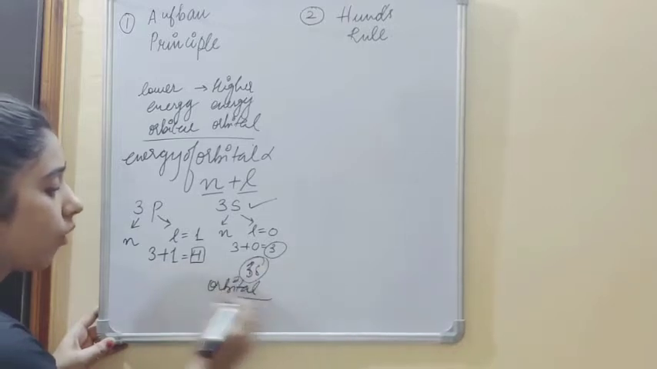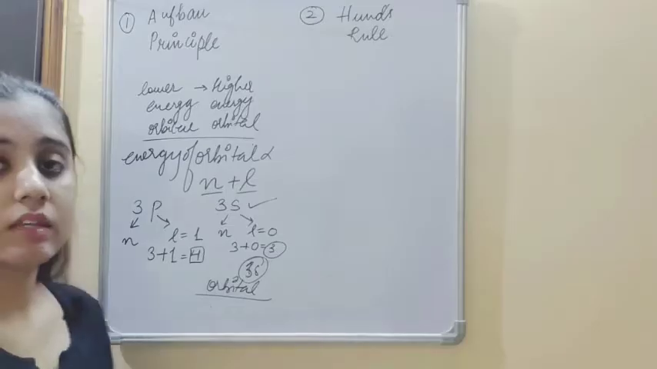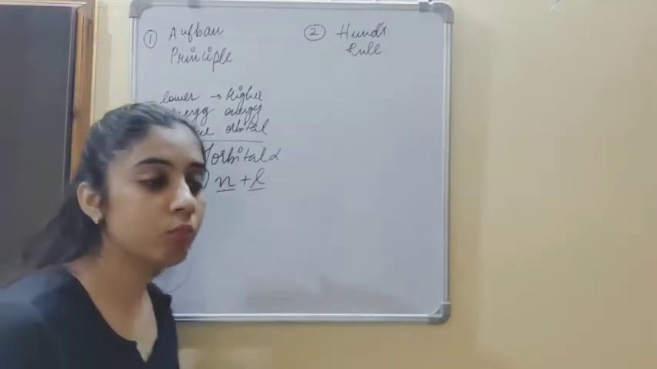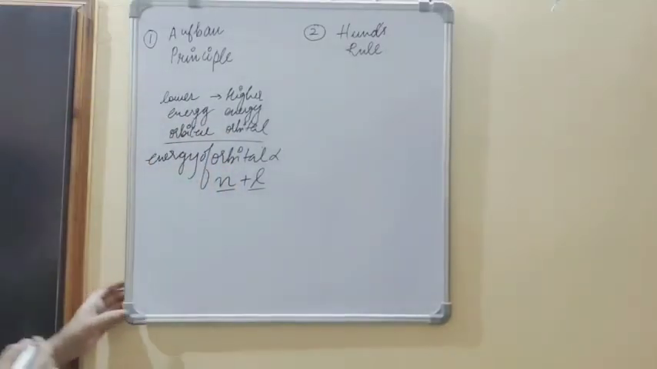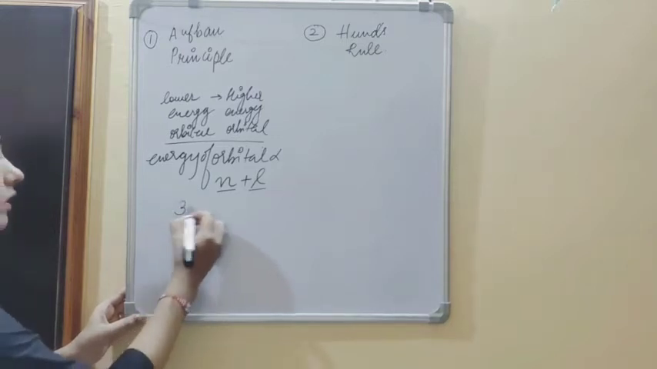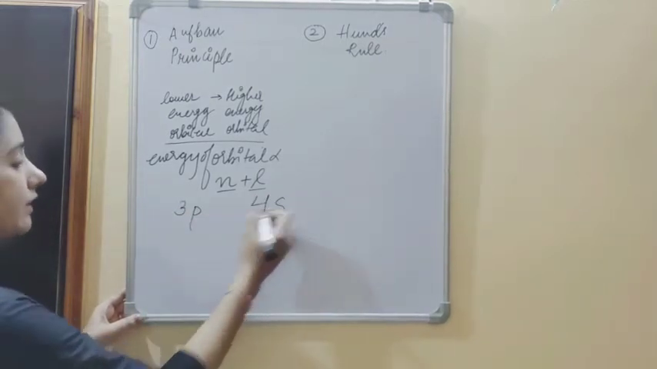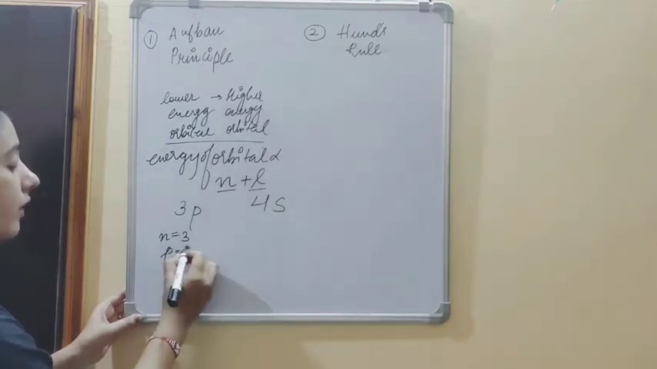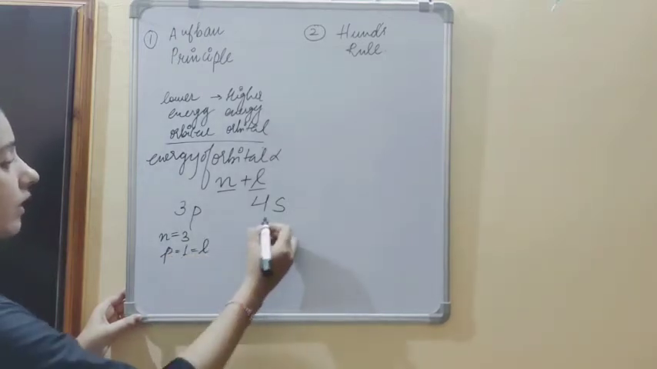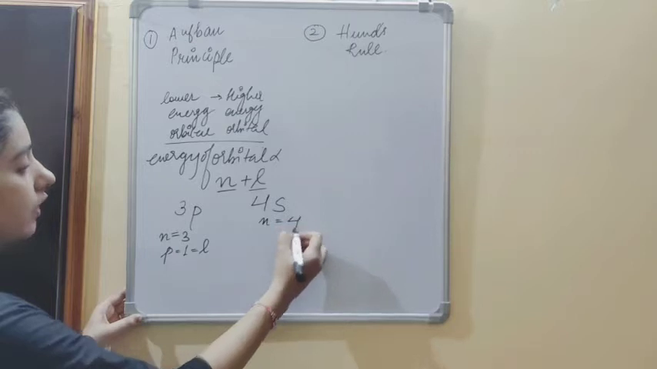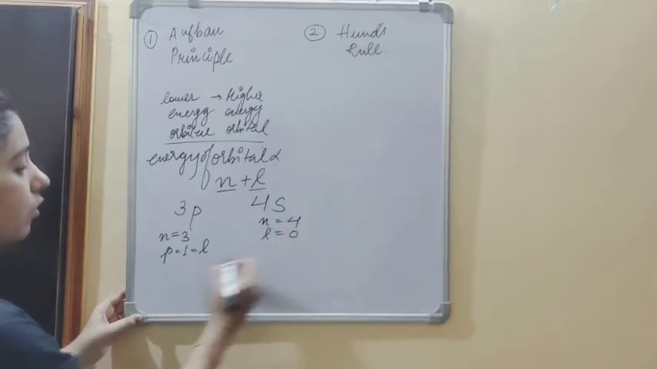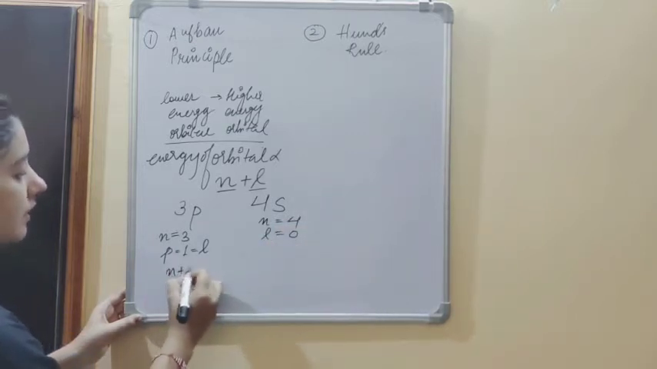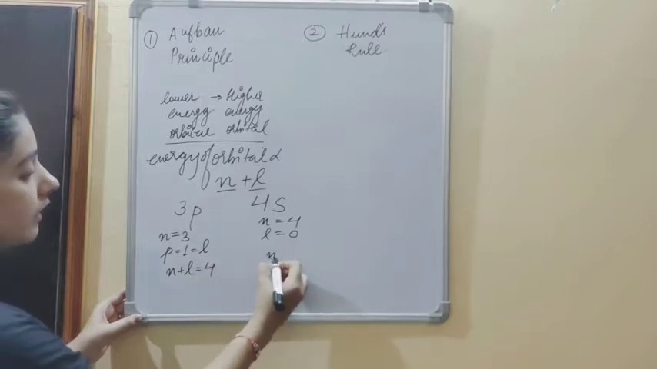Now what will happen if the n plus L values are the same in both cases? Let's take an example of 3p and 4s. Here for 3p the value of n is 3 and the value of L is 1. For 4s the n value is 4 and the L value is 0. So in both cases the n plus L value is 4.